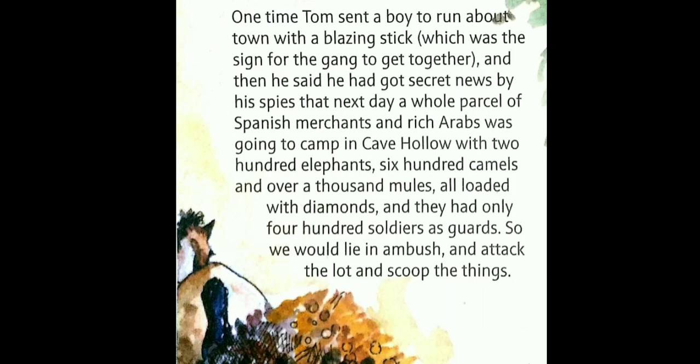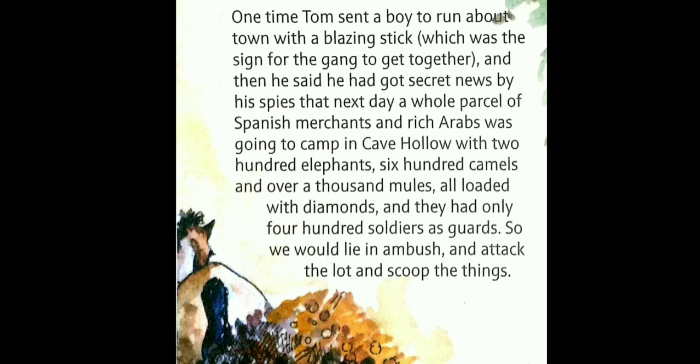Now, the next para on page number 2. One time, Tom sent a boy to run about town with a blazing stick. Here, blazing stick is a sign for the gang to get together. And then he said he had got secret news by his spies. Here, the word spies can be a detective.